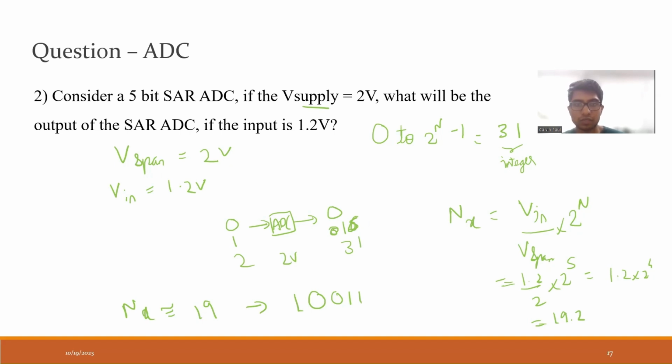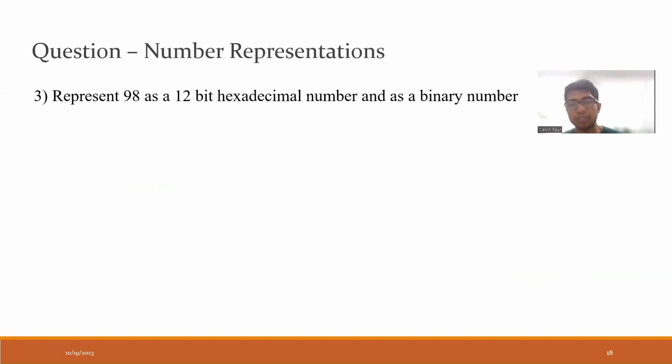So next we'll proceed. How do we represent 98 as a 12-bit hexadecimal number? Okay, so I have 98. I want to represent it as a hexadecimal number. So how should I do this? 12-bit means it has three hex digits, X, Y, and Z.